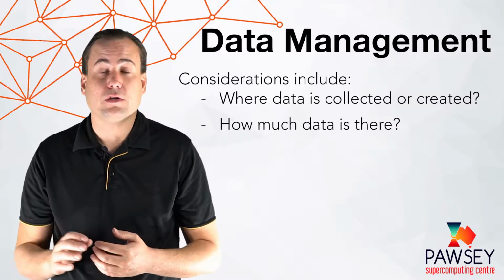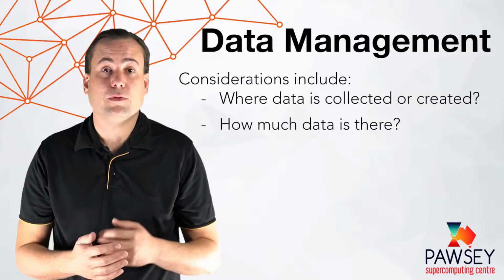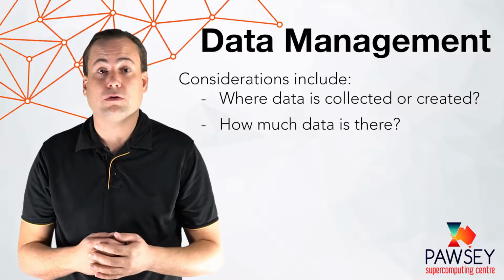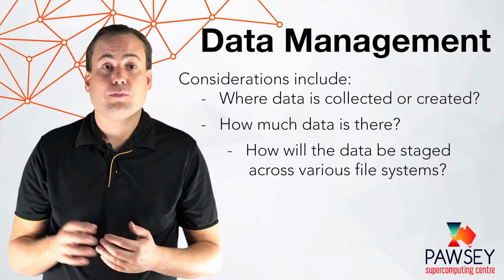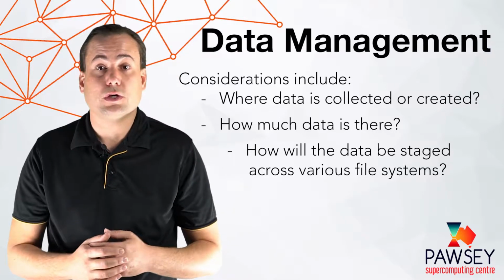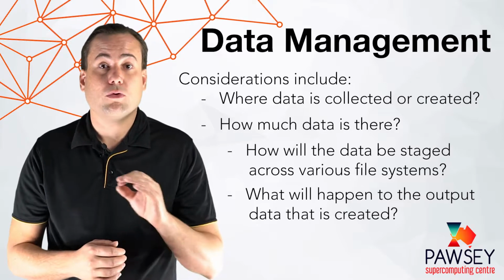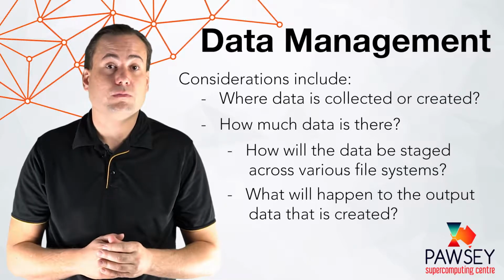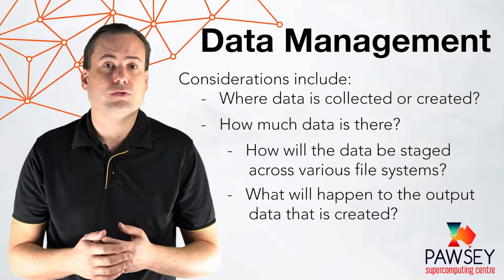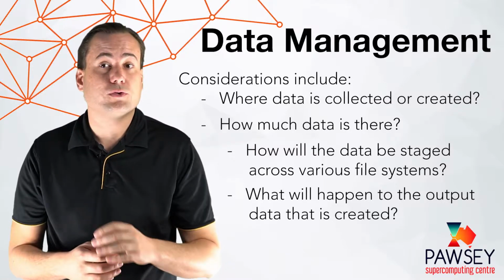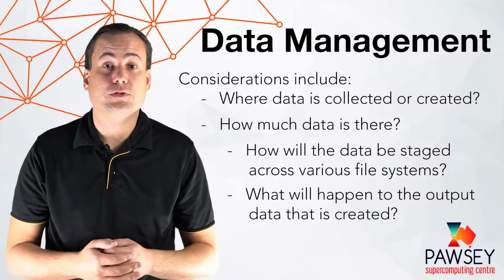How much data is there? The size of the data and how frequently it is collected may affect how you go about moving the data around. How will the data be staged across the various systems? Plan the file systems that the data will use and how it will be moved between them. What will happen to the output data that is created? Supercomputing file systems are intended for files that are actively in use. Output results should be moved to the Pawsey data store or institution-based storage facilities.